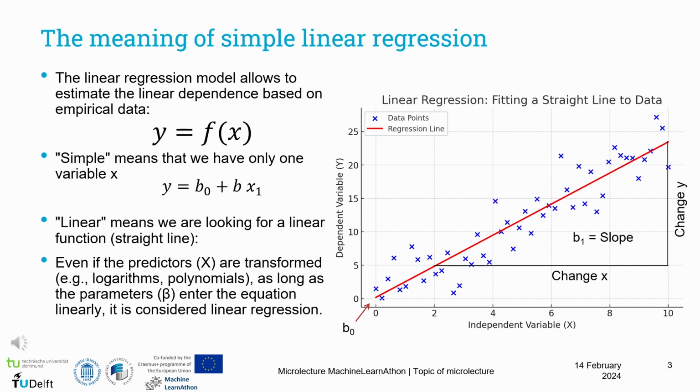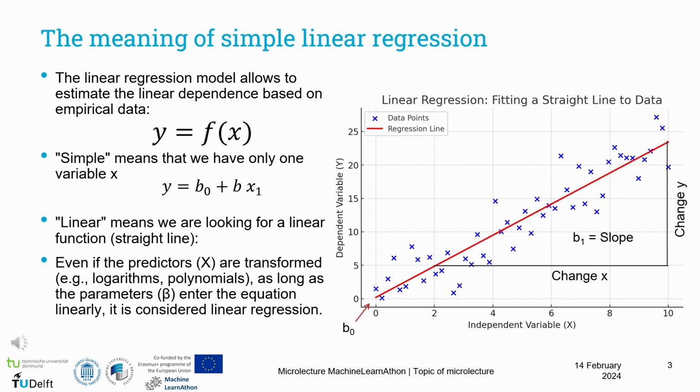Simple linear regression means we only use one independent variable, typically noted as x. The goal is to estimate a linear dependence between x and outcome variable y, based on observed data. This relationship is usually expressed with the formula y equals b0 plus b1x, where b0 is the intercept and b1 is the slope of the line.